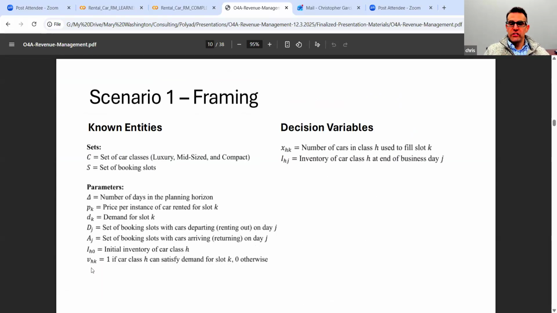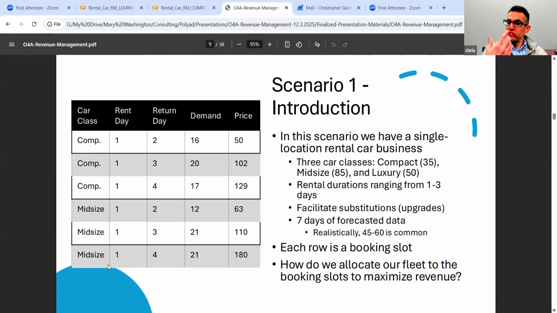Okay, and then when we talk about substitution, we're going to use this parameter VHK, which is going to be either 0 or 1. It's going to be 1 if car class H can be used to satisfy demand slot K and 0 otherwise. So for example, if we're not allowing substitutions, V compact slot 1 is going to be 1, and everything else, V midsize slot 1 is going to be 0, and V luxury slot 1 is going to be 0.